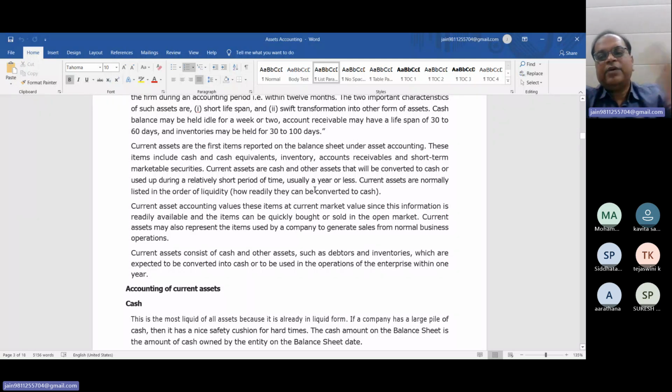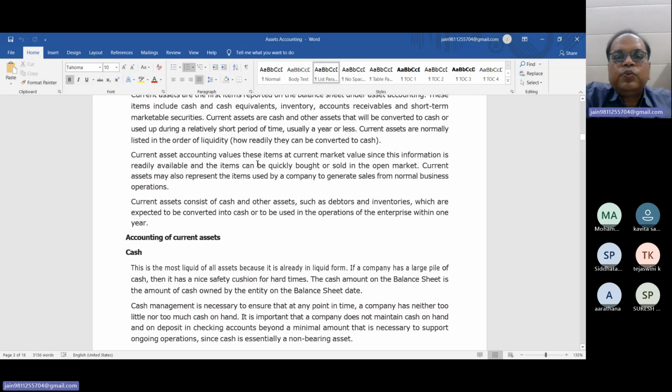Current asset accounting values of these items are close to their current market value, since this information is readily available and the items can be quickly bought and sold in the open market. Suppose you have a marketable security and it is traded in the market. The security rate is based upon the market and you can easily sell such marketable security in the open market.